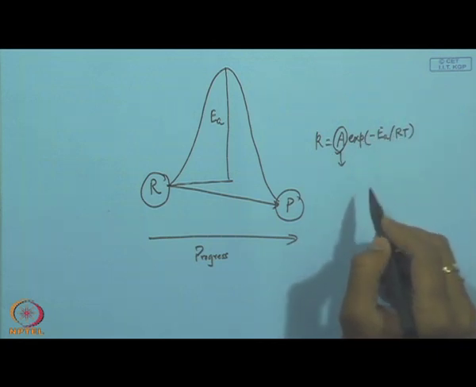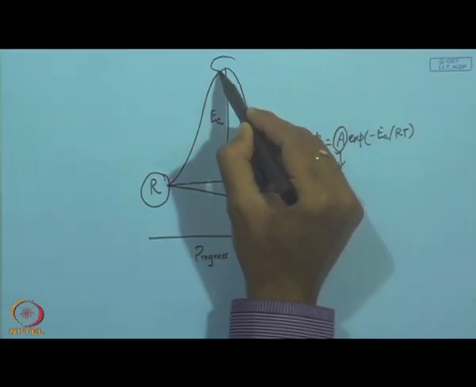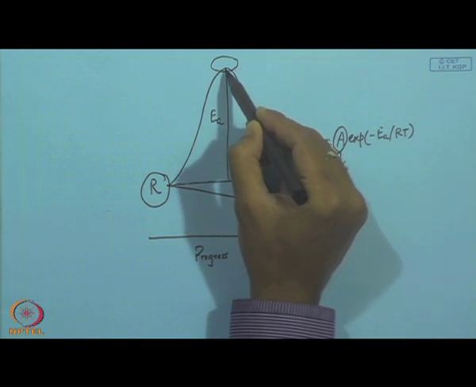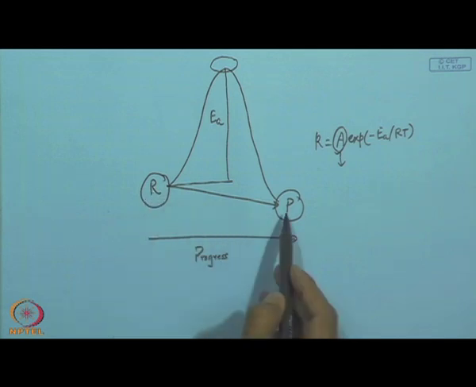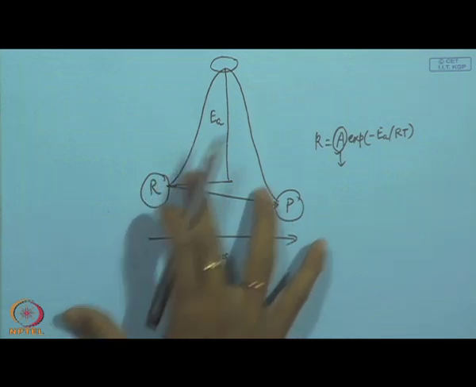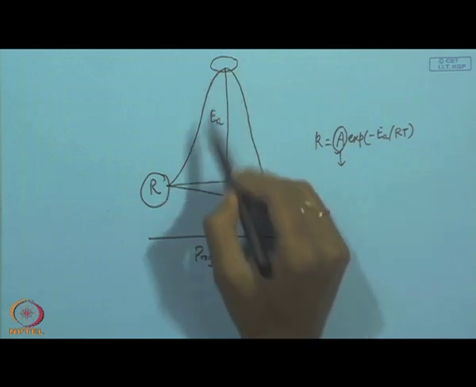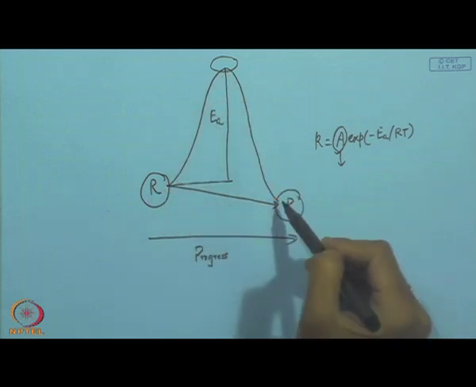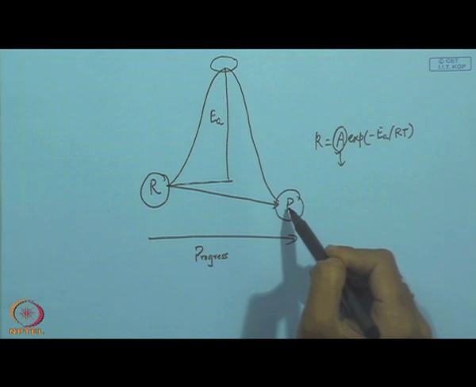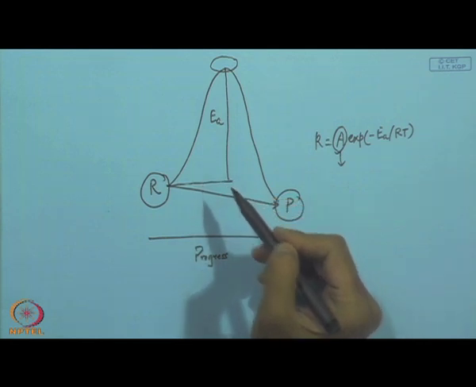What is an activated complex? An activated state is the state which is here. It is high in energy. High in energy means that the reactant and the product are both lower in energy compared to this activated state. Now, this activated complex may be formed in various ways.